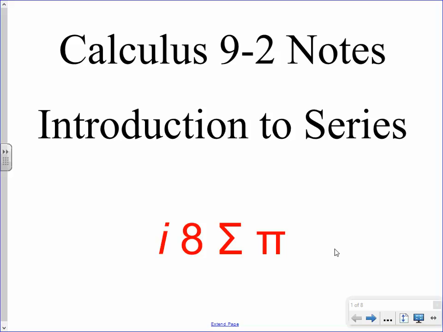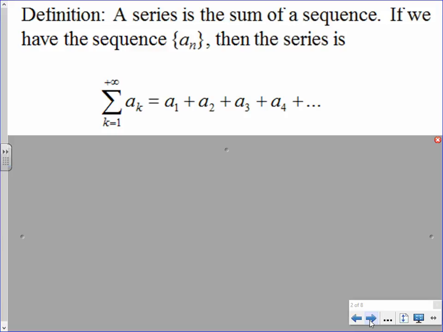Today we're going to start our 2-week trek through series, all right? So, first of all, I want you to think of the difference between a sequence and a series. A sequence is a pattern, right? We talked about yesterday where the positive integers is the domain. A series is then the sum of that sequence. If we have a sequence and we add up all the terms, that is called a series.